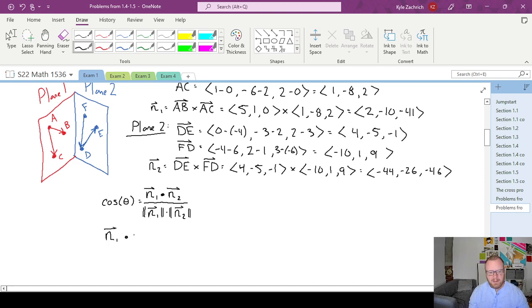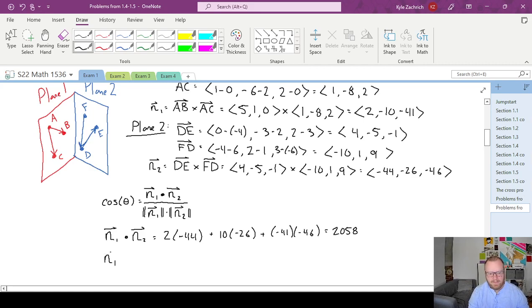So let's see, n1 dot n2 is going to be equal to, let's see, 2 times, so dot product is the sum of the products of corresponding components. So 2 times negative 44 plus 10 times negative 26 plus negative 41 times negative 46. So I believe that is going to be 2058. Okay. So there's my dot product.